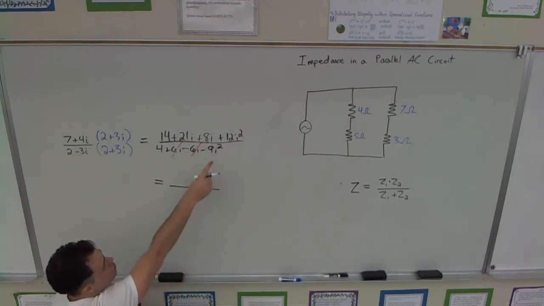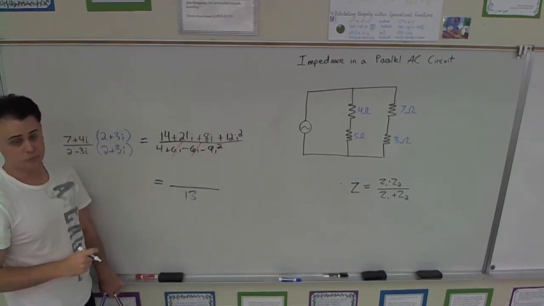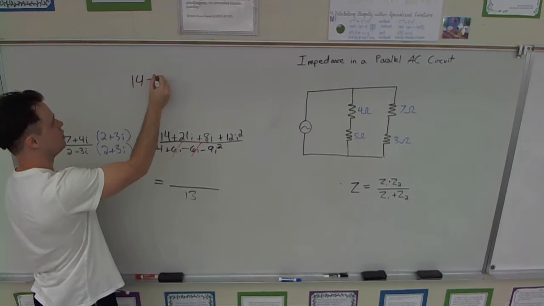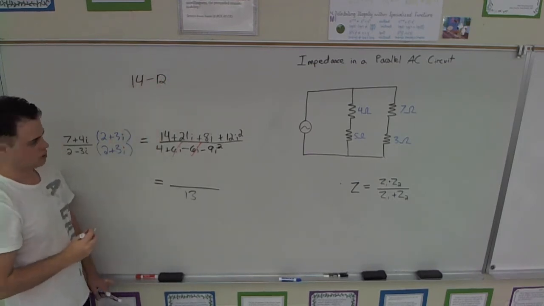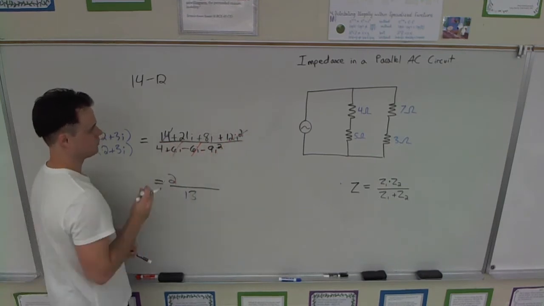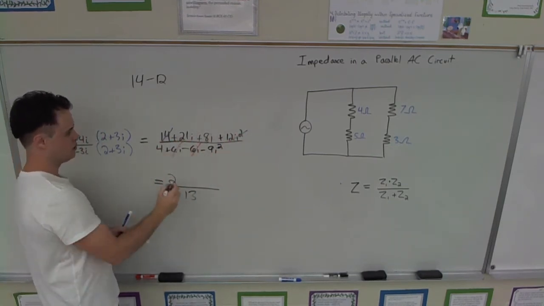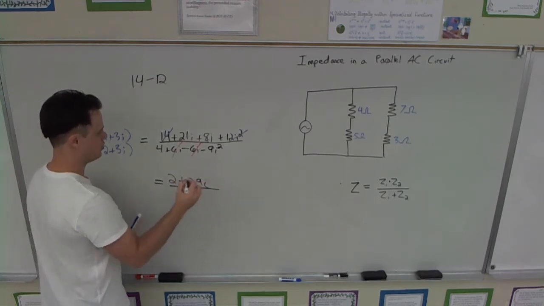Okay, so on top we've also got not positive 12, but negative 12. So I've got 14 minus 12, which is 2. That takes care of these. And then I've got some other like terms, 21 i's, 8 i's, that's 29 i's.